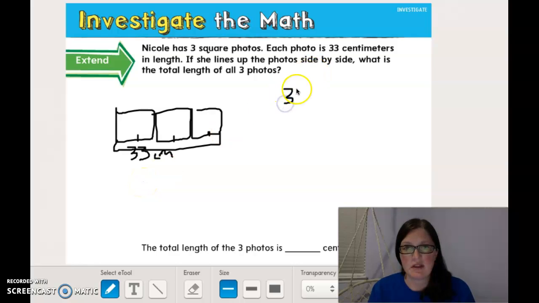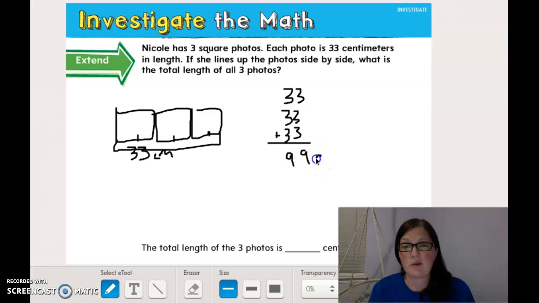So 33, 33, that's a lot of 3's, and 33. If I add it all, 3 plus 3 plus 3, if I do 3 plus 3 is 6, 3 more is 9. And guess what? That's the same thing here. There we go. So it would be 99.